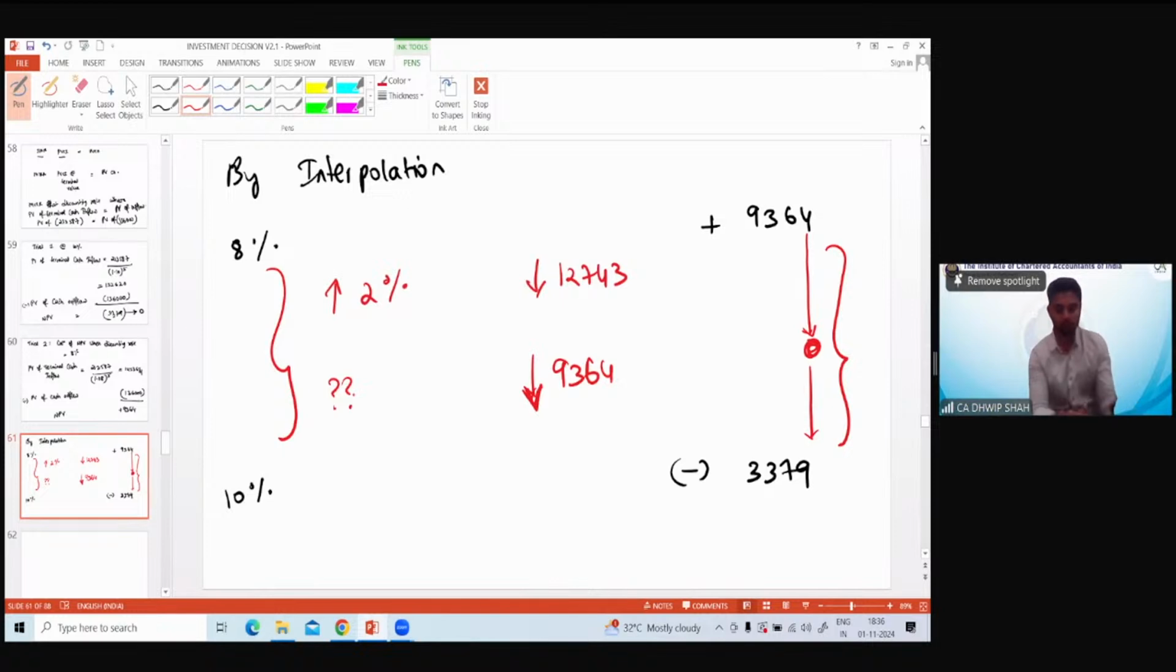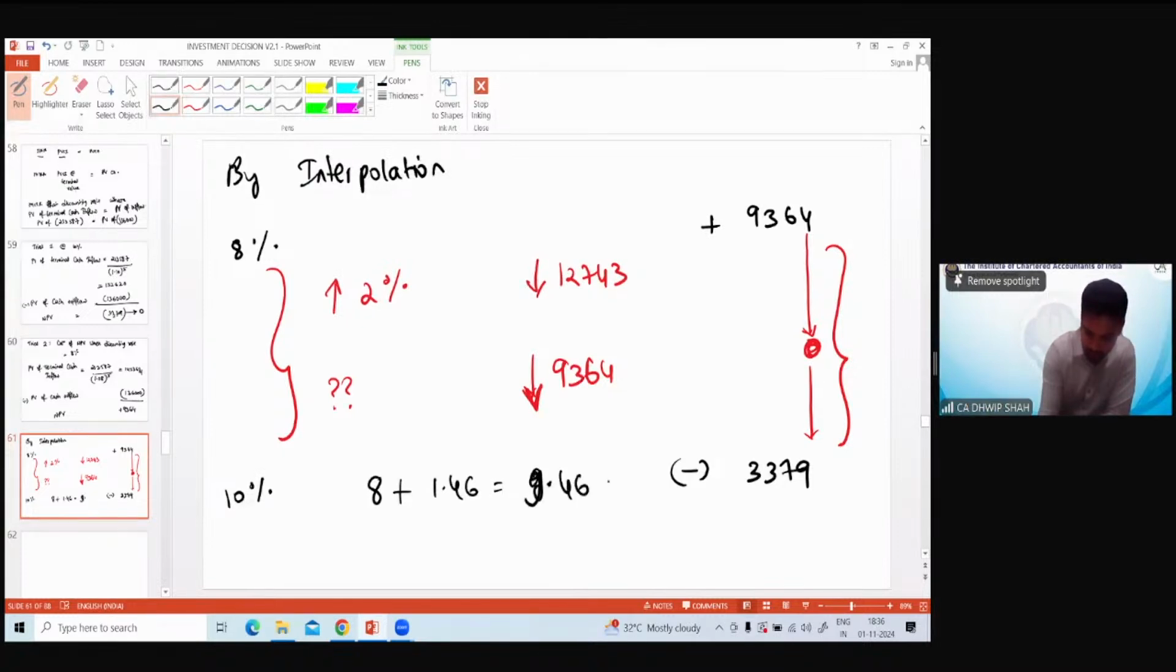So you need to do interpolation. That is nothing but simple cross multiplication. 9364 into 2 divided by 12,743. What is the answer? 9.46. Yes, correct. 8 plus 1.46 equals 9.46%. So this is my MIRR.